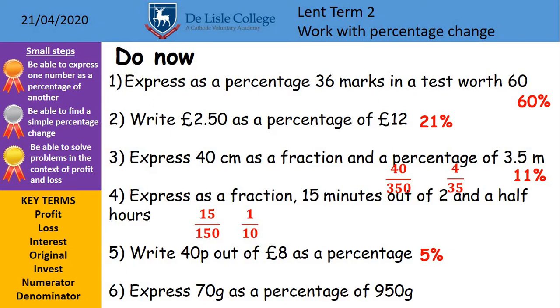Question 6, express 70 grams as a percentage of 950 grams. Well, these units are the same, so this one was slightly more straightforward. So 70 out of 950, multiply it by 100, and this comes out to the nearest integer as 7%. If you did one decimal place, it would have been 7.4, and 2 decimal places would have been 7.37.